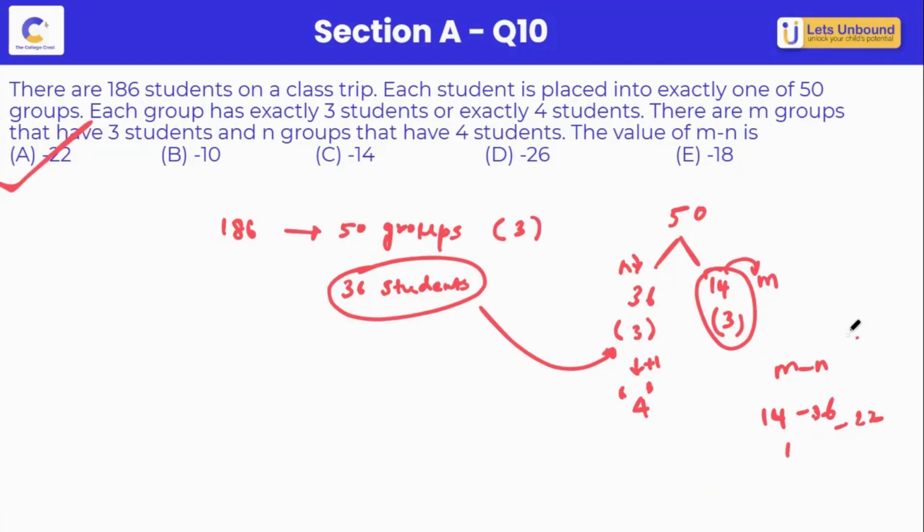Right? So this is easy, but super concentration is needed here. And that's it. We completed 10 questions discussed. That is part A, section A, that had been covered here.